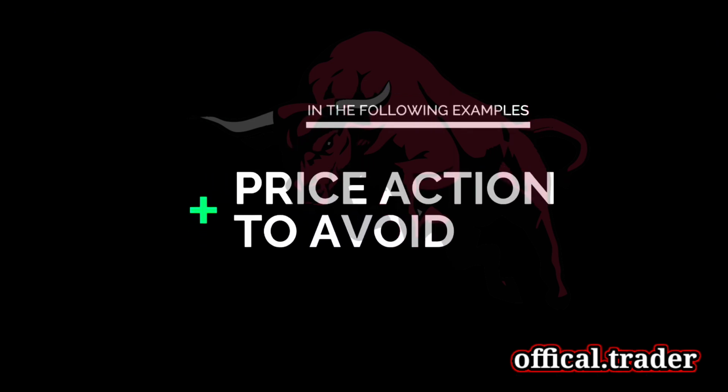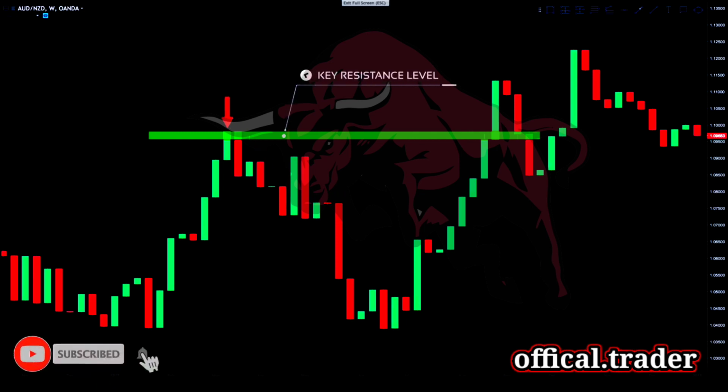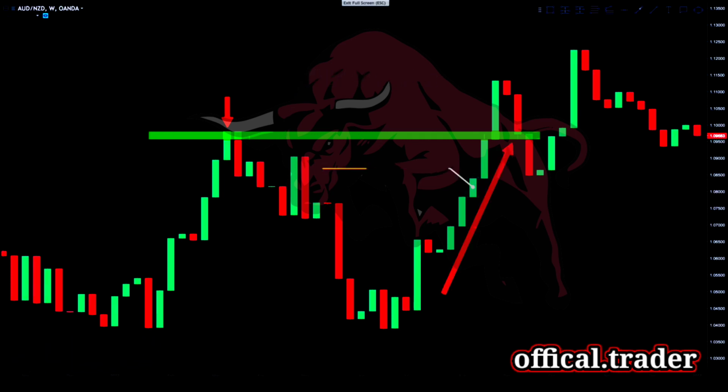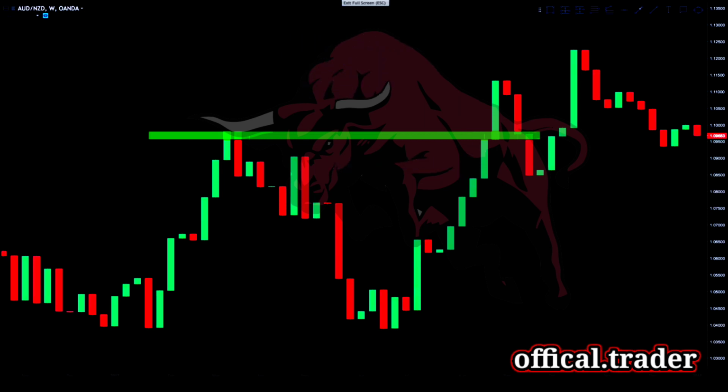Now, in the following examples, I'll show you price action you want to avoid. Here's the Aussie Kiwi. As we look to the left, this is a clear level of resistance. Now, look what happens when price approaches this area again. We have a small candle, but then the following candle is a large candle, which shows a gain of momentum. You do not want to see momentum gaining as it approaches these key levels, because if price doesn't slow down, there's a high chance it will break right through these levels. As you can see, there was no price action that signaled a reversal. So I'll show you this again on another pair.